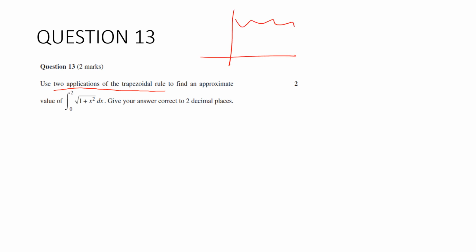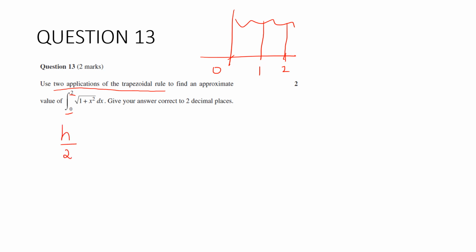So if we've got our curve, don't know what it looks like, and we're going between 0 and 2, then I'm going to split it into 2 strips. Right, so our x values are going to be 0, 1, and 2. Now I don't like the formula that's given for you on the formula sheet, so instead I prefer to use this one. You can do it however you want.